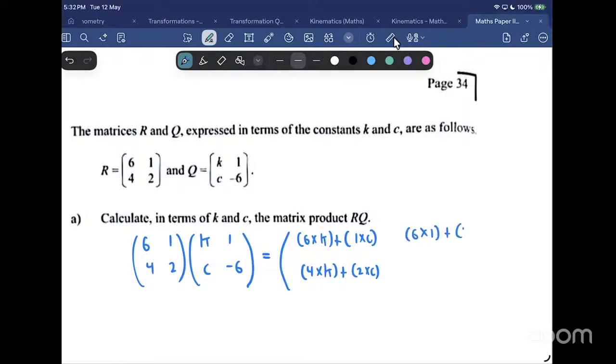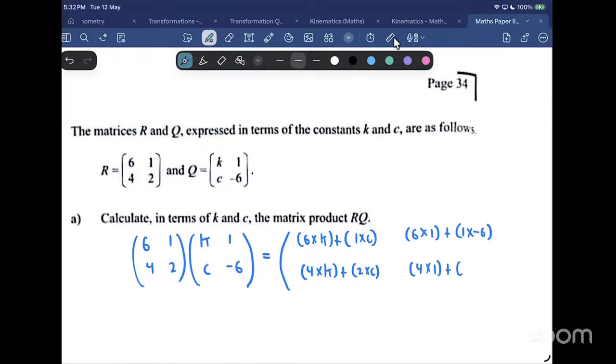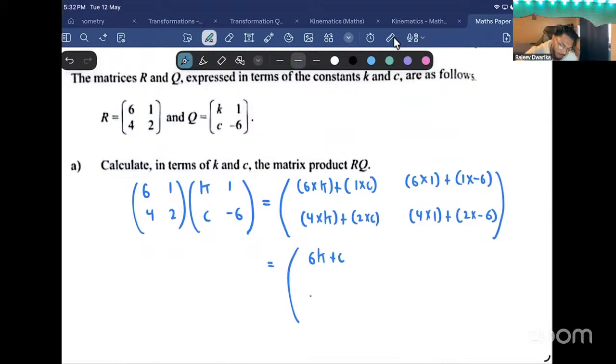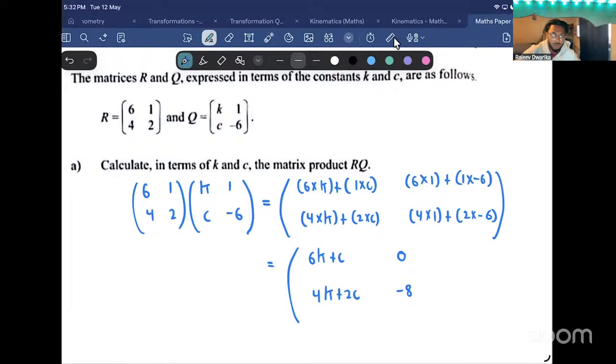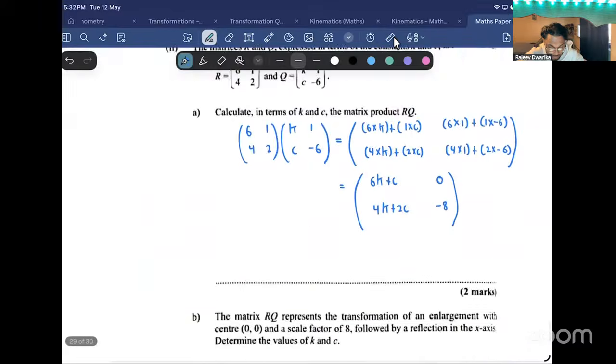6 by 1 plus 1 by minus 6, then 4 by 1 and 2 by minus 6. So that'll be 6K plus C, 4K plus 2C, 0, and should be minus 8, I think. So 4 by 1 is 4, and 2 by minus 6 is minus 12. 4 minus 12 is minus 8. Okay, good. I get that one, yeah.